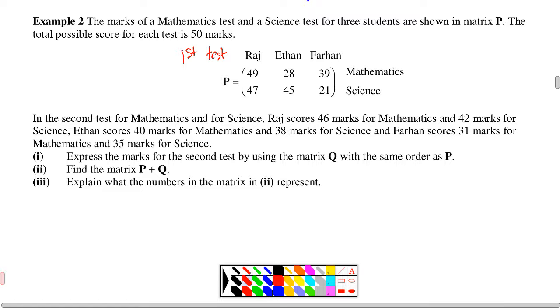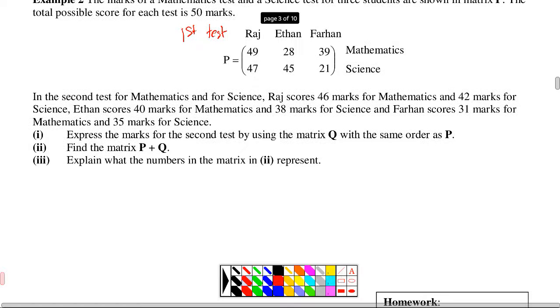Wow, so many things. See? English teacher writes so many words, but maths teacher writes matrix. Now, what is matrix Q? Matrix Q is the second test. That means the answer is Q equals something. Agree? Can you fill in the blank? Okay, try it now.